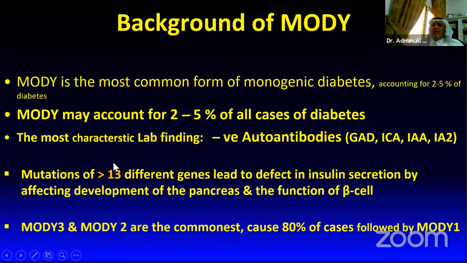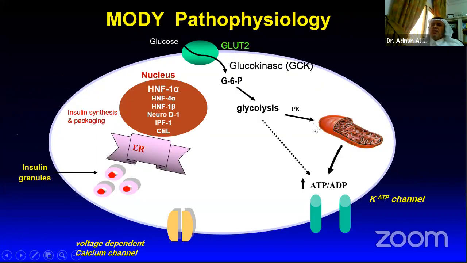Until currently, there are 13 known different gene mutations causing MODY. The commonest are MODY 3 and MODY 2, causing about 80% of the condition, and MODY 1 is actually the third commonest. Just to remind you, this is the islet cell, the glucose uptake by the glucose transporter, and then the first step is glucokinase.